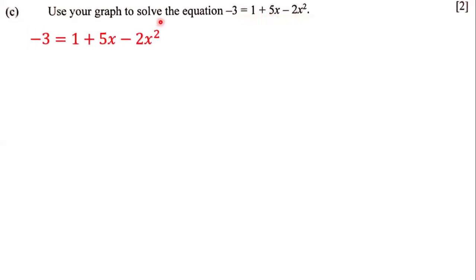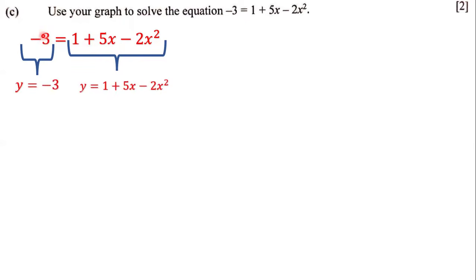And so we have negative 3 is equal to 1 plus 5x minus 2x squared. Now, this right here is our parabola, right? That's our parabola. And this right here is negative 3. And so what we have here is two graphs, basically. We have the graph of y is equal to negative 3, and we have the graph of our parabola, y is equal to 1 plus 5x minus 2x squared.